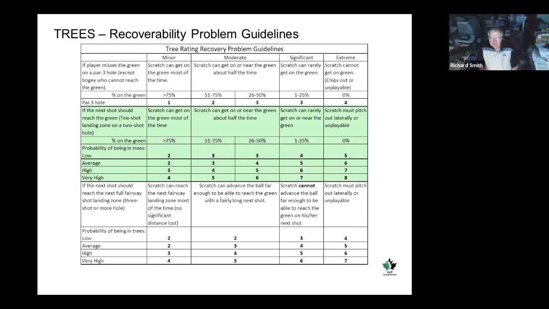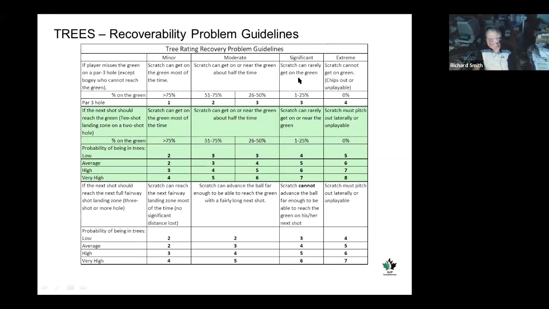Up top, above the green shading, this is what happens on a par 3 hole, a one-shotter, except for bogey, who can't reach the green, in which case it'd be more like the 2-shotter. But if you're going to successfully recover from trees on a par 3 hole, you better be able to get on the green most of the time to have a minor problem. Scratch, getting on or near the green half the time, recovery, that would be a moderate situation.